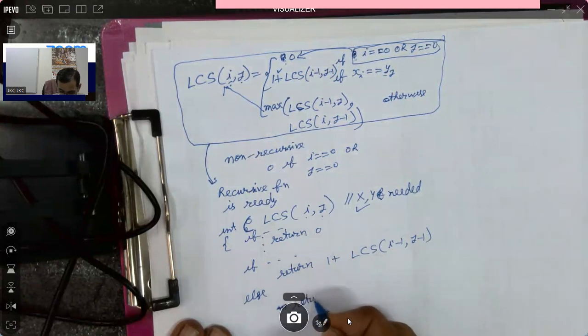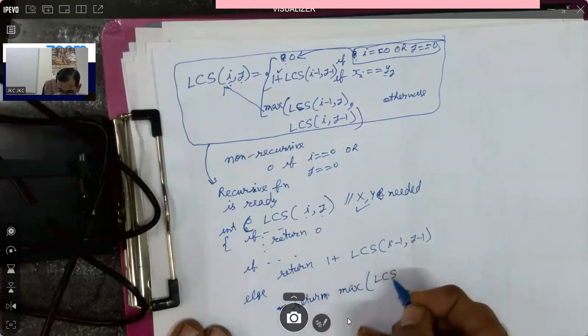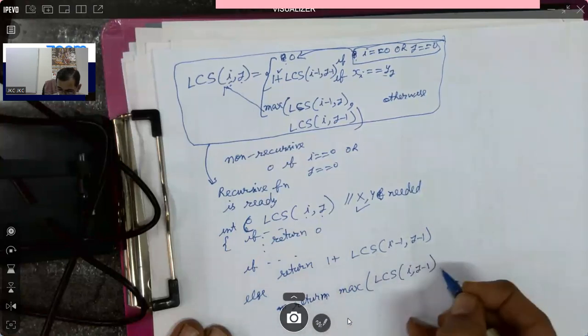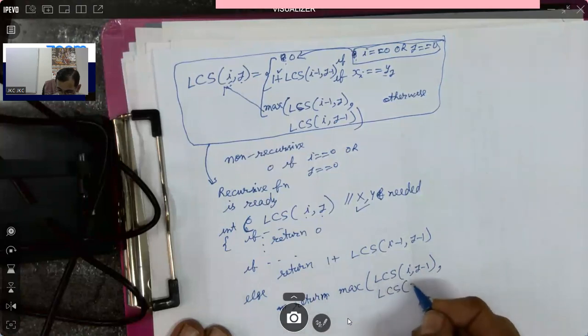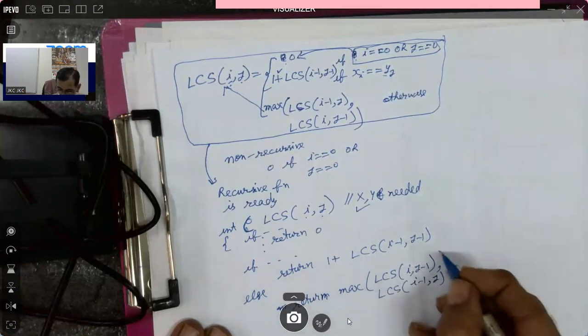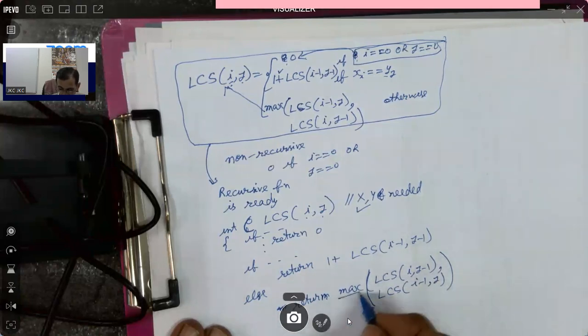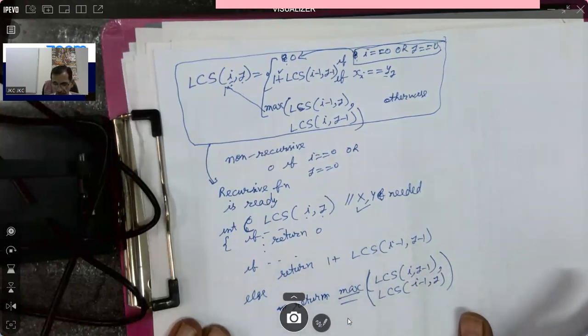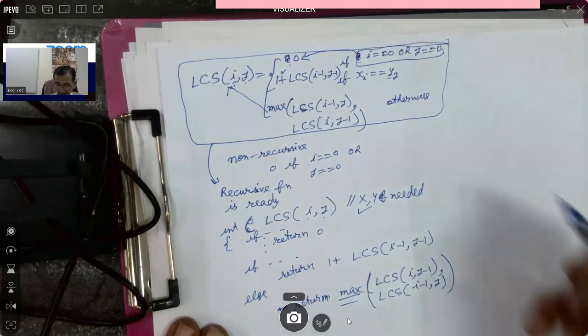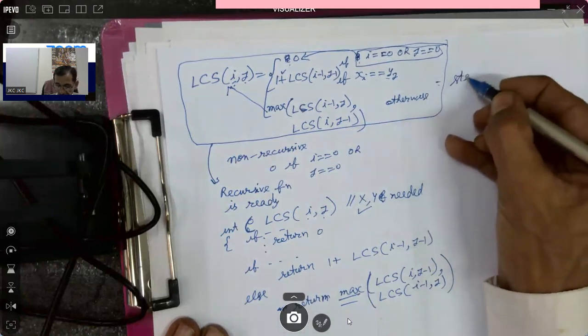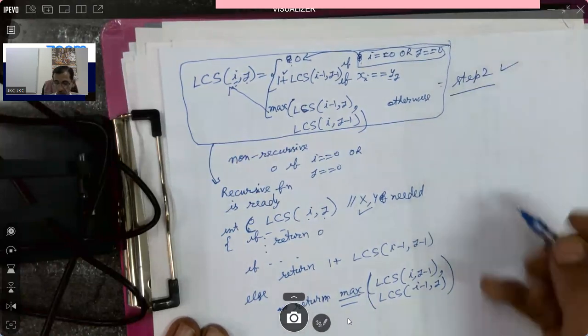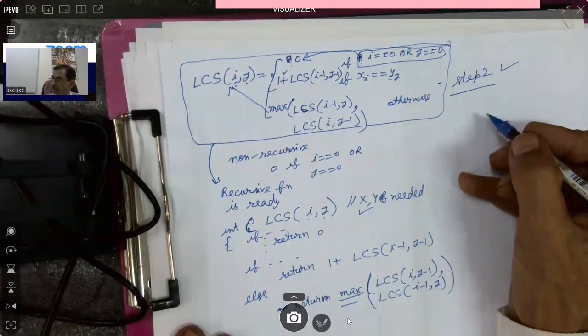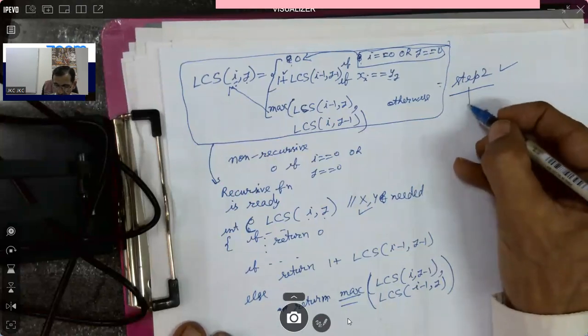So I'll return the max of two values: one is LCS of i and j minus 1, comma, LCS of i minus 1 and j. Out of these, the maximum is to be found and returned. That can become my direct implementation for this particular situation. Using this, effectively my step 2 is ready, and I'm able to do the recursive solution using non-recursive steps. But then I have to go to step 3.